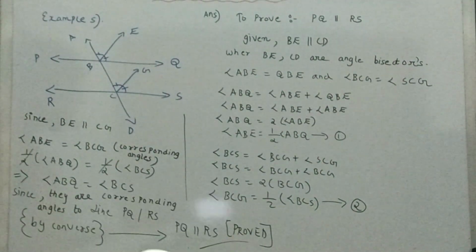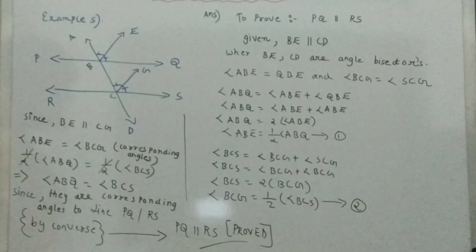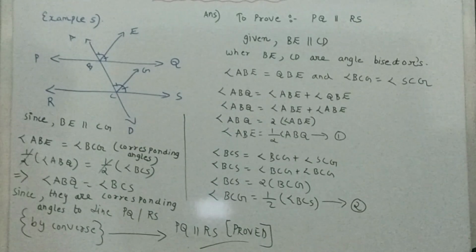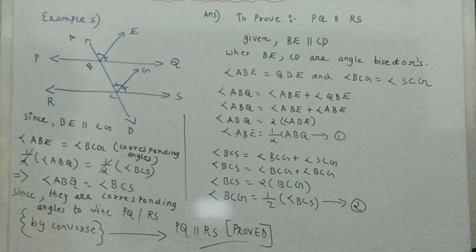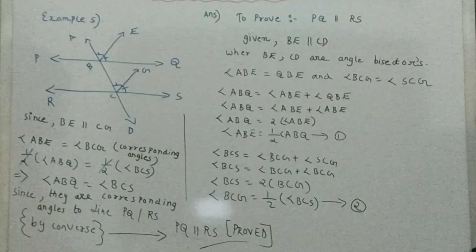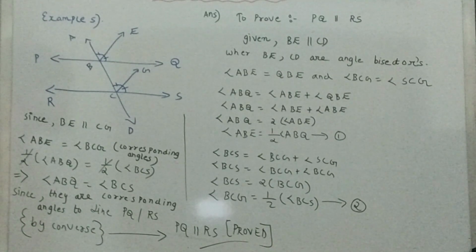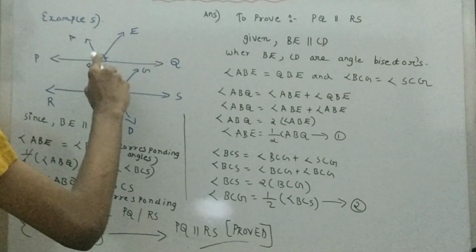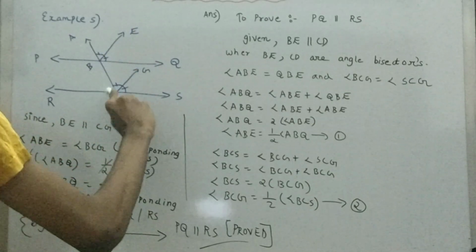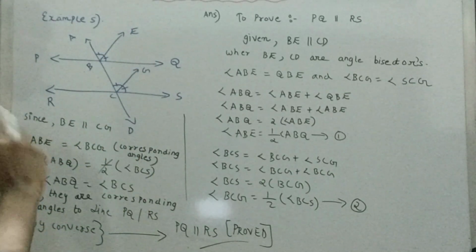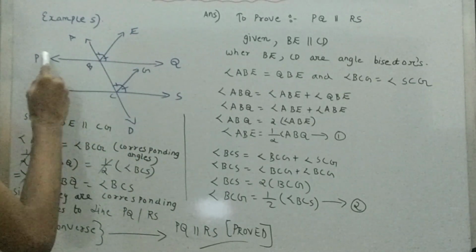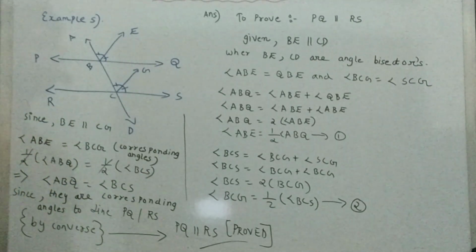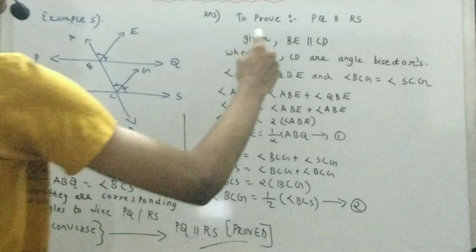Now let's move on to our example number 5. The question is, if a transversal intersects two lines such that the bisectors of a pair of corresponding angles are parallel, then prove that the two lines are parallel. Here in the question they have given that this ray BE is parallel to CG, and we need to prove that this line PQ is parallel to RS. So let's see how we will do the proof.